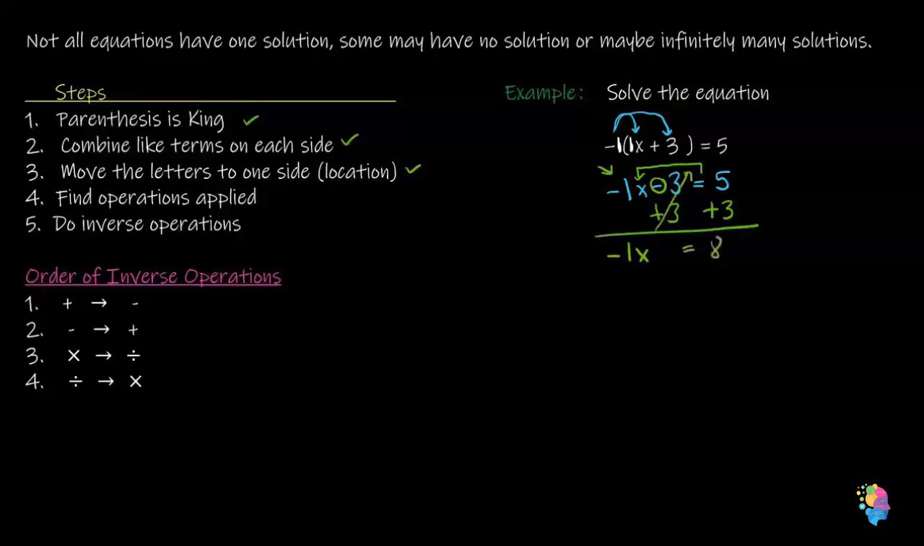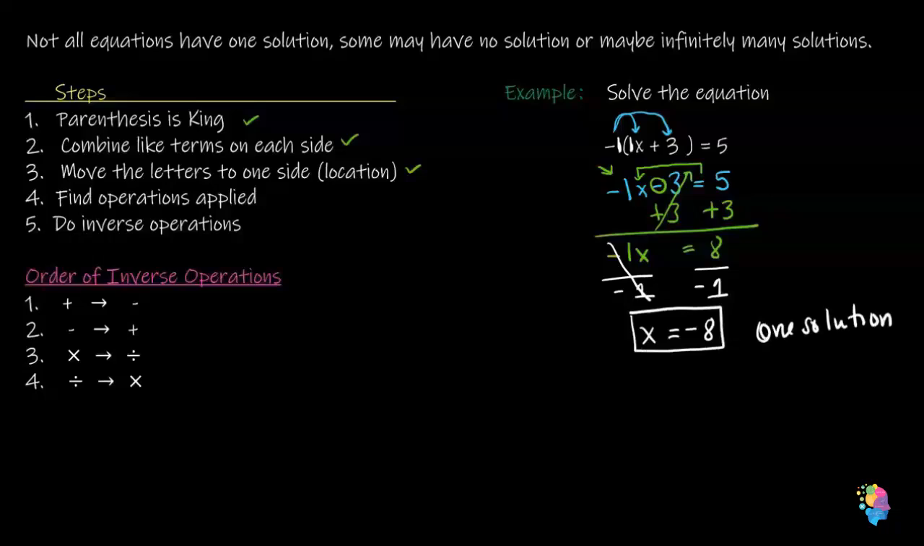We're not done. We still have that multiplication by -1. The opposite of multiplication, remember, is division. So we're going to divide both sides of the equation by -1. So -1 divided by -1 is 1, and then it's 1x. But that is the same as just having x, so I don't need to write the 1. On the right side, I have 8 divided by -1. Now, 8 divided by 1 is just 8, and because I have different signs, that becomes -8. So that means that this equation has one solution.